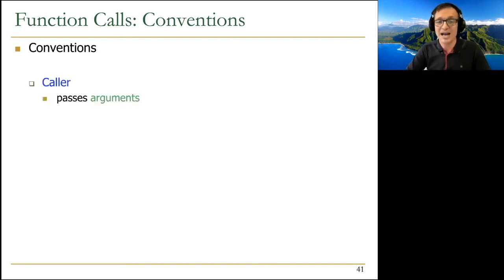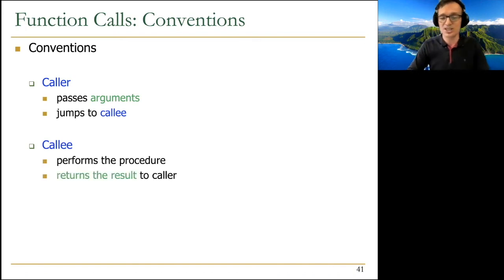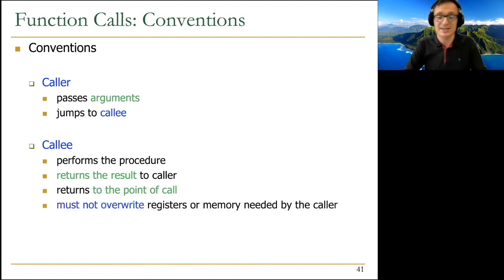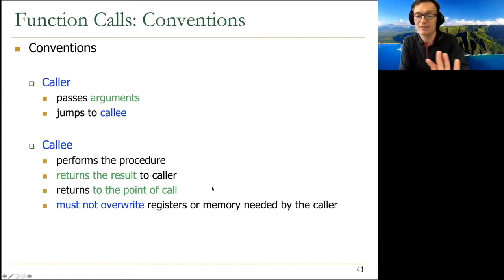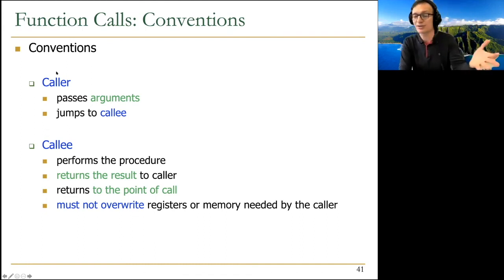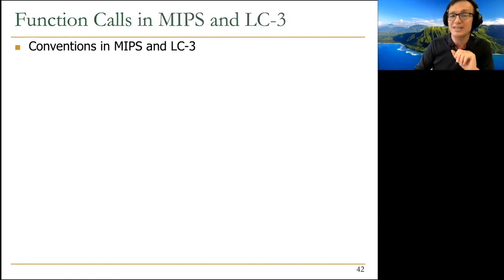So basically, the caller passes arguments and jumps to the callee. The callee performs the procedure, returns the result to the caller, and then returns to the point of the call. Let's take a look at this. But the callee must not overwrite registers or memory needed by the caller. And this is really important. If the callee overwrites some registers or memory needed by the caller, when you return back to the caller, too bad. You don't have the registers you need. You don't have the memory you need. So that's why we need conventions, basically.